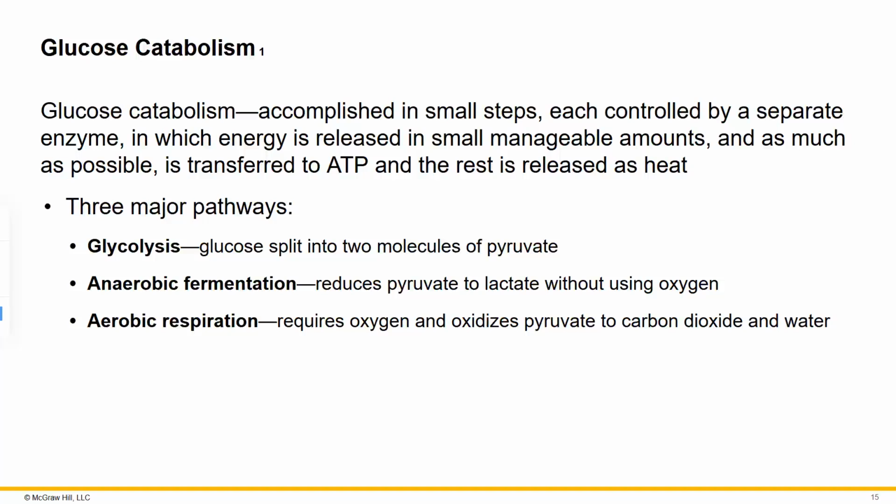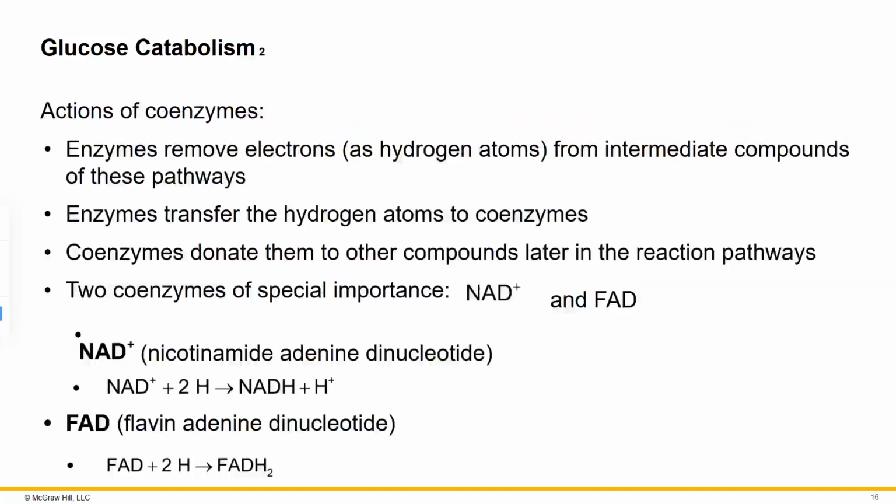In the anaerobic pathway, pyruvate is converted to lactate, also known as lactic acid. This is what makes our muscles burn in an intense workout. That lactic acid doesn't just stay in our muscles. Eventually it diffuses into the bloodstream and gets transported to the liver, where it's converted back to acetyl-CoA and used for energy production later. Aerobic respiration requires oxygen and oxidizes pyruvate to carbon dioxide and water.